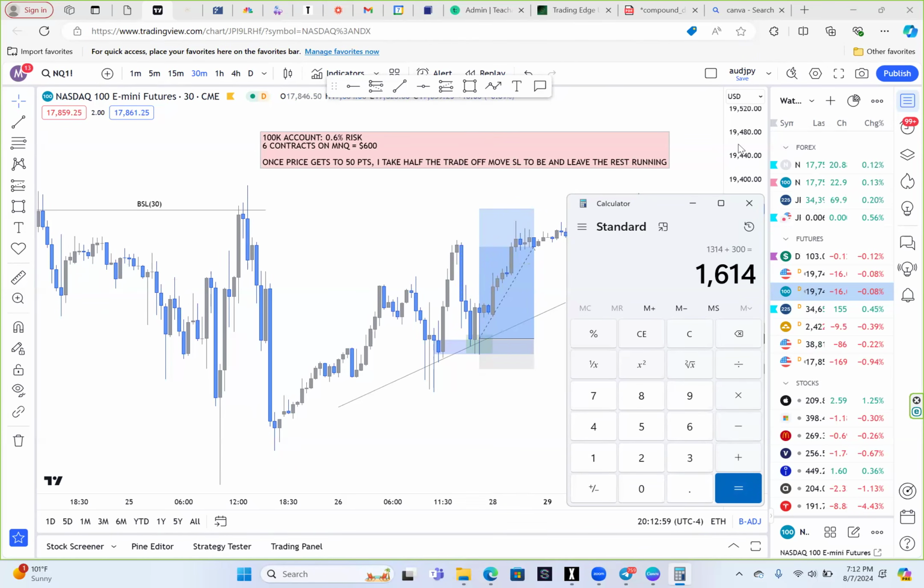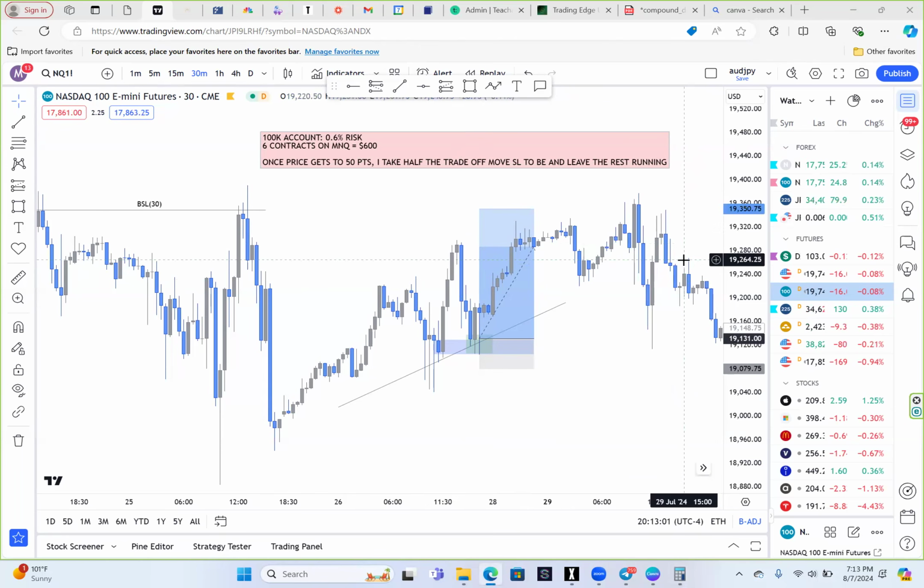Could have been more, but I do this and you may be thinking, well, you just missed out on some money, but I do this because you want to take what the market gives you. Every day it's not guaranteed to hit your overall target. Why leave so much money on the table, right? For NASDAQ, 50 points is great. And if you don't want to secure half, you can always secure maybe 2 contracts, right? But the goal is to at least secure something so you're not leaving so much money on the table.